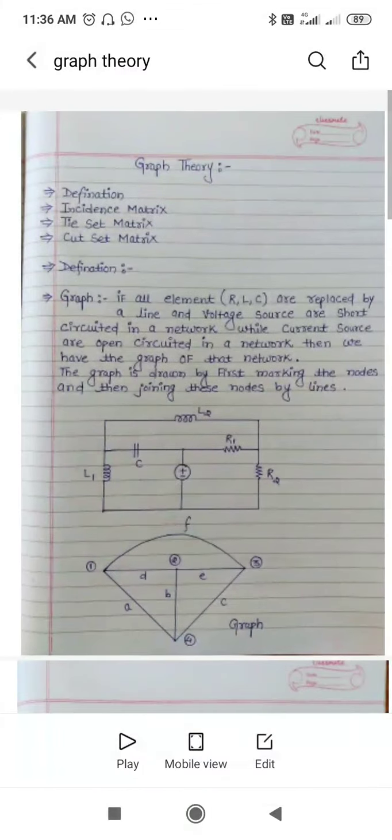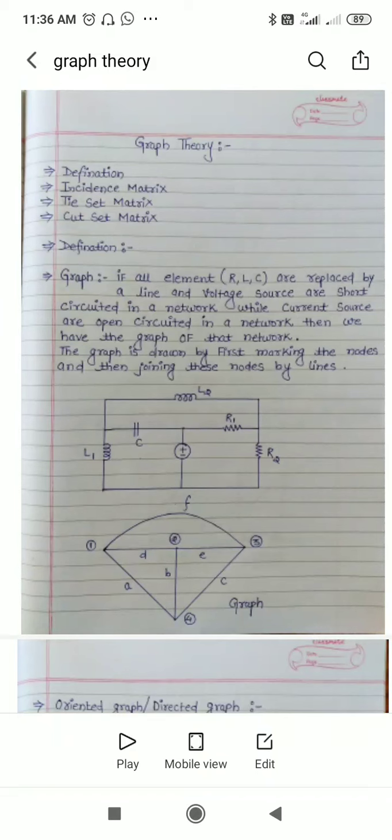Good morning, students. Today's topic is graph theory. The topic graph theory comes under four headings. The first is definition, second is incidence matrix, third is tie-set matrix, fourth is cut-set matrix. These four topics will be covered under this topic.